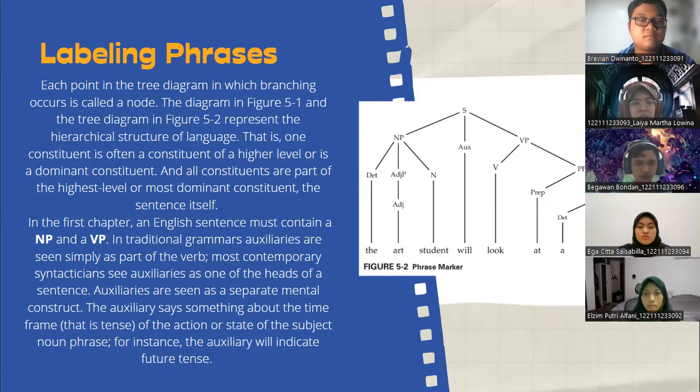As in the first chapter, an English sentence must contain an NP and a VP. In traditional grammars, auxiliaries are seen simply as part of the verb. Most contemporary syntacticians see auxiliaries as one of the heads of a sentence. Auxiliaries are seen as separate mental constructs. The auxiliaries say something about the time frame of the action or state of the subject. For instance, the auxiliary will indicates future tense.